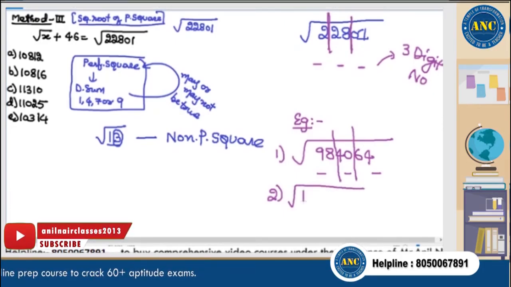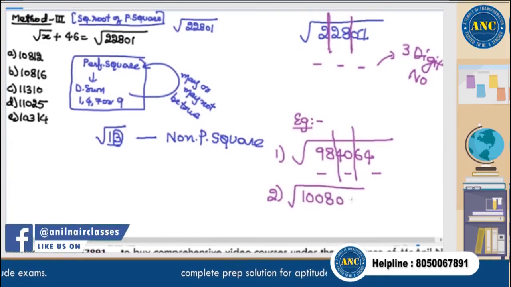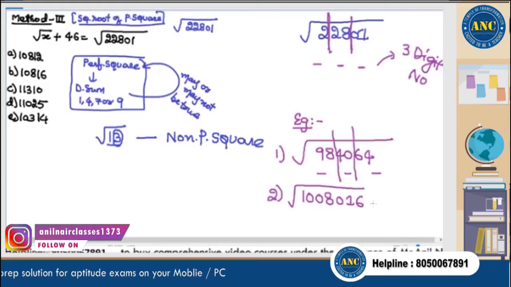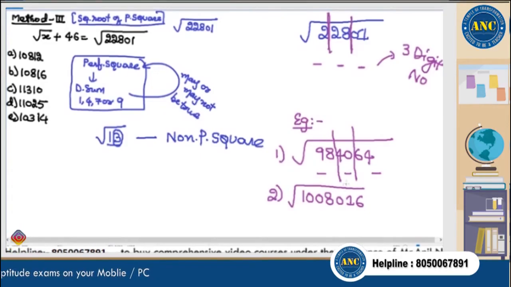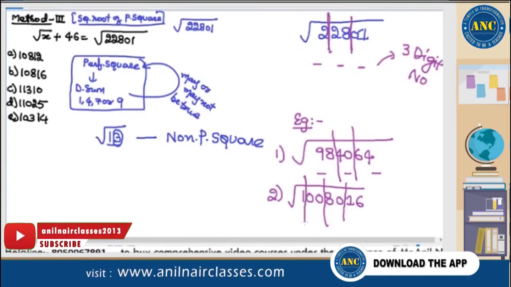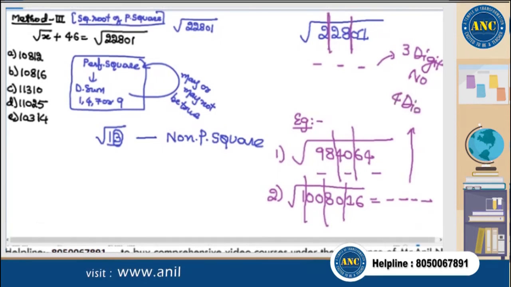Suppose the question is 108016, keep a slash after 2 digits. So the answer will have how many digits? 4 digits. Please write down this number. Do not miss any single concept. 4 digits.